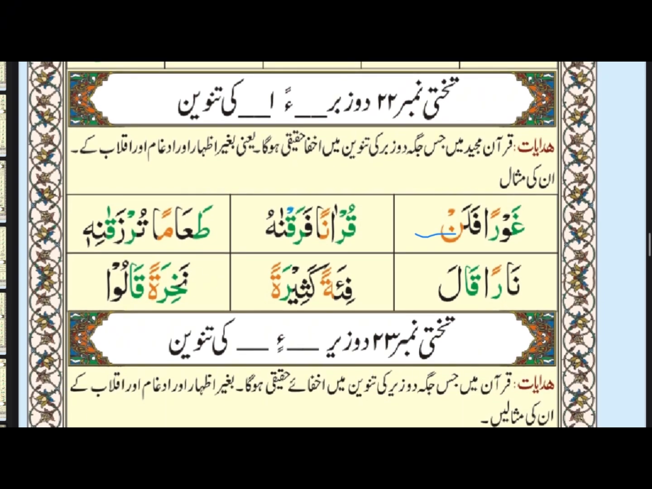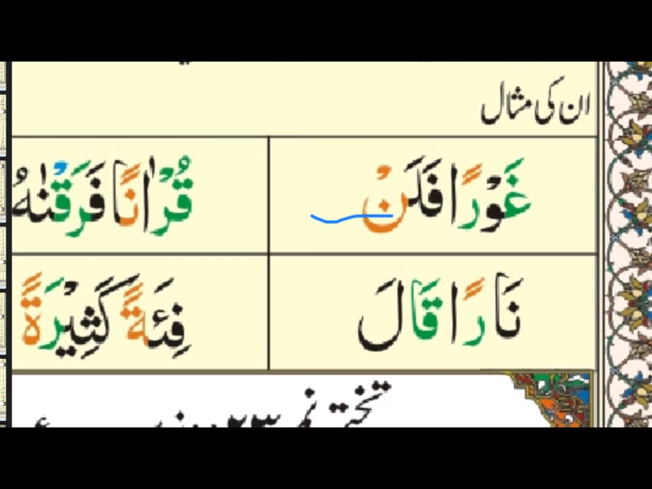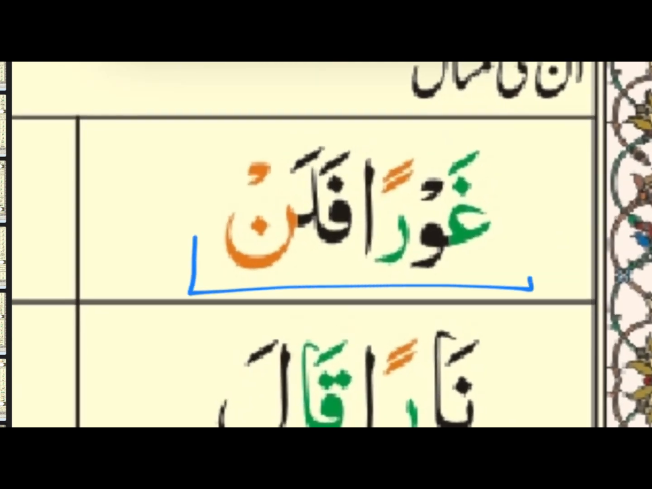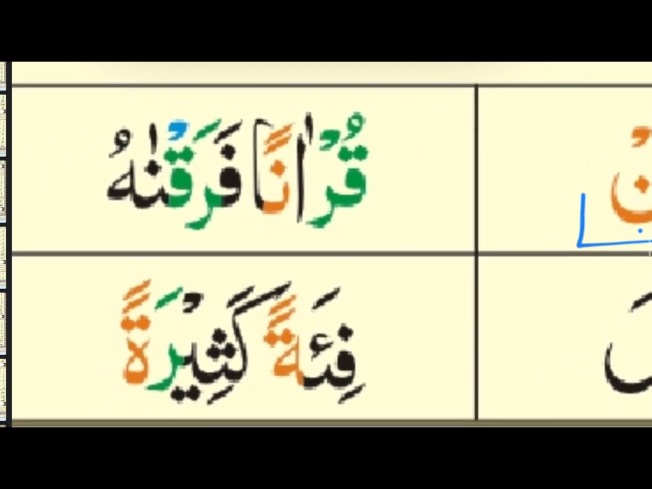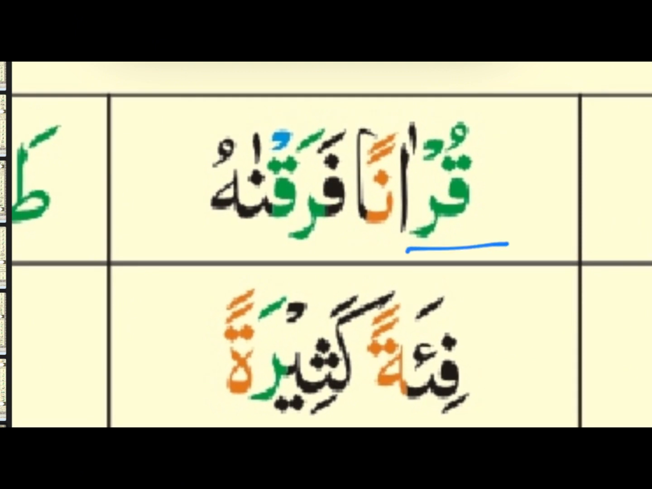Now let's move on to a few more down here. Now here we have غورا فعلا. Now remember, because this has two zabar, it would be a ron and not ra. So غورا فعلا. قرآنا, قرآنا. Remember, two fatha, nun.